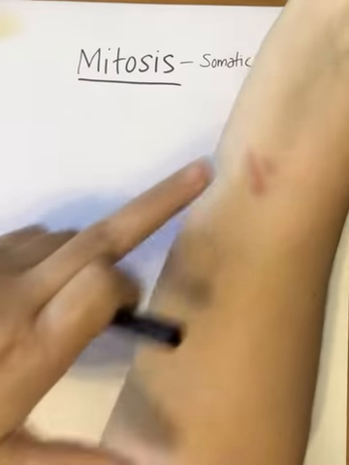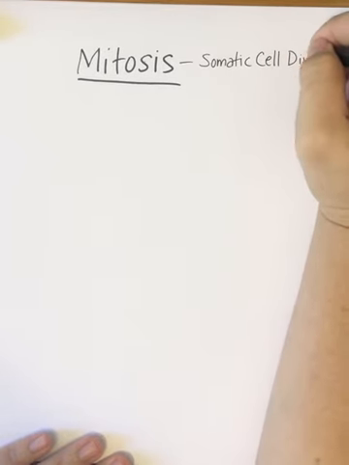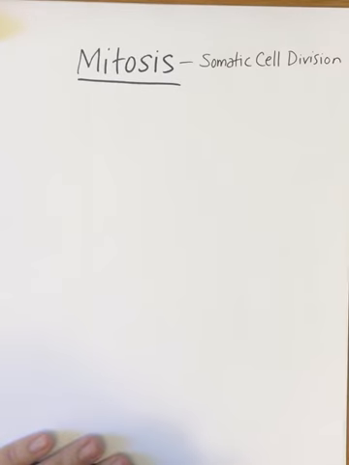So like you can see, I've cut myself here. I need to replace those body cells. So this is somatic cell division. It's regular body cells that divide.